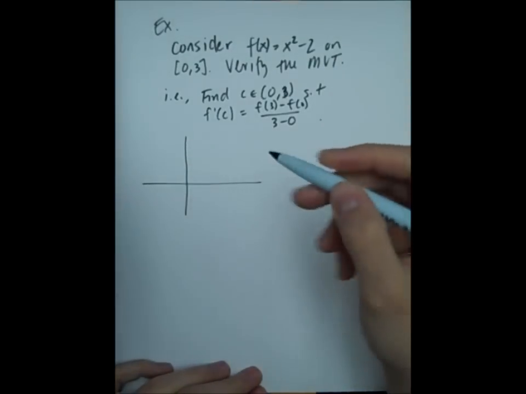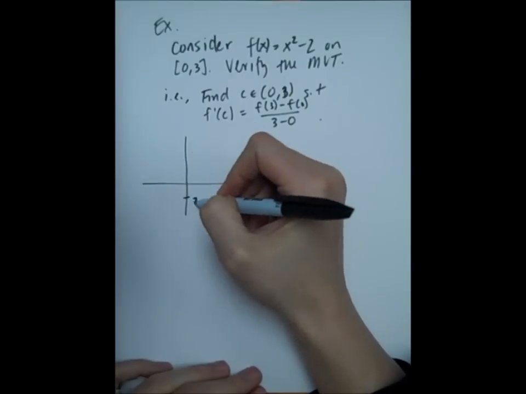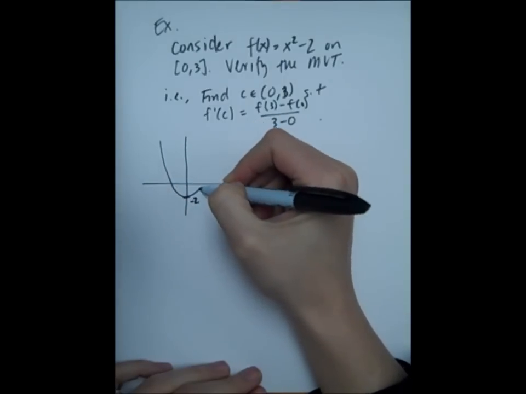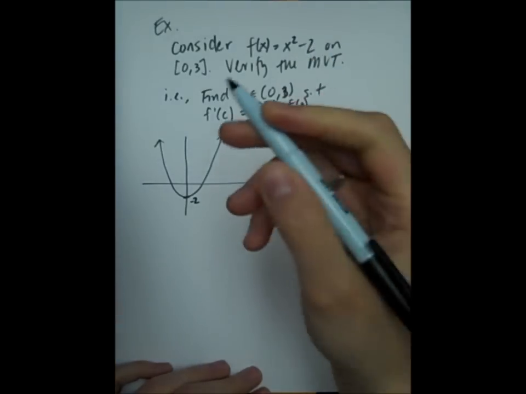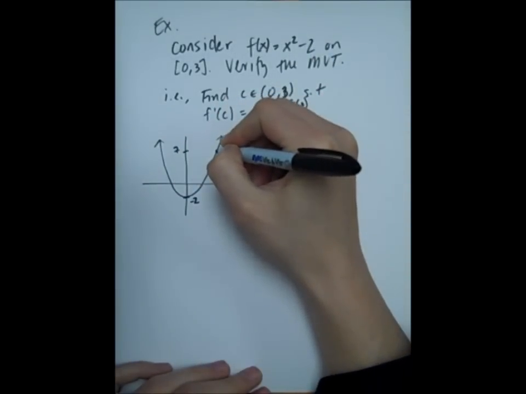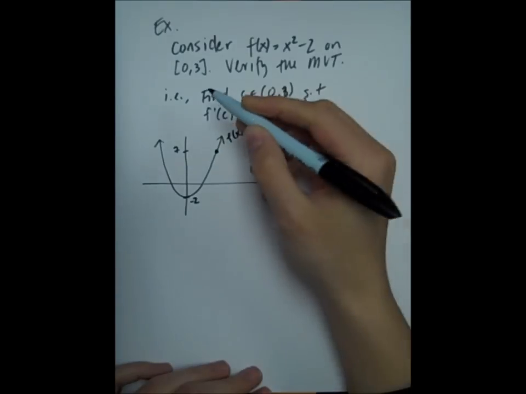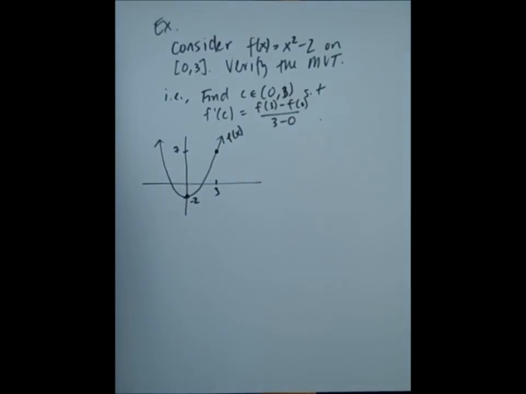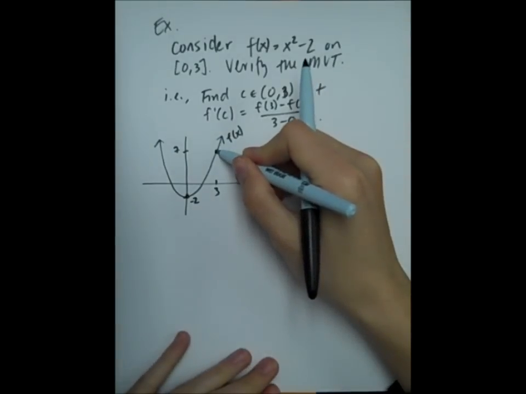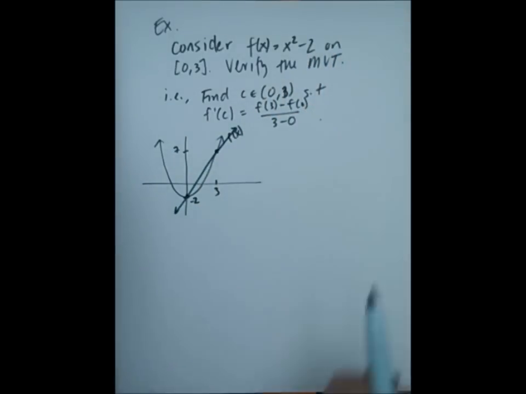Graphically, x squared minus 2 is just a parabola that's been shifted down 2 units. So there's my parabola. Whenever I plug in 3, I'll get 9 minus 2, which is 7. And whenever I plug in 0, I'll get 0 minus 2, which is negative 2. So the mean value theorem says that I should be able to find a point between 0 and 3 that has the same slope as the secant line that connects the two. So there's my secant line.